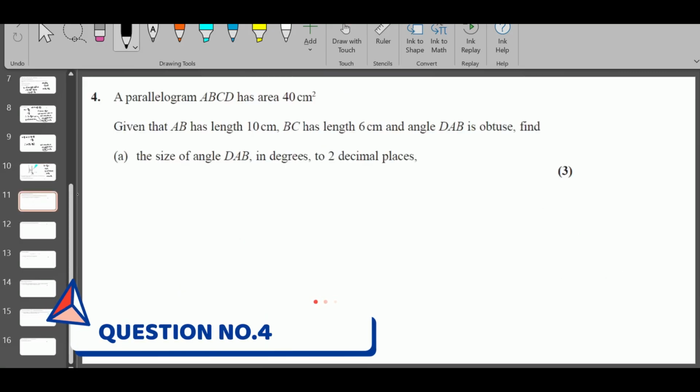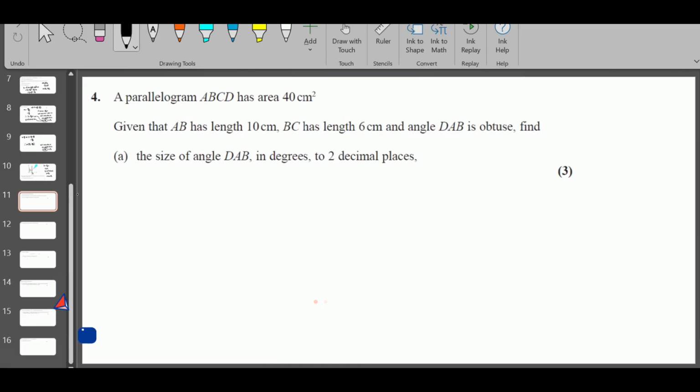Question number 4. ABCD has area of 40 centimeter square. It's a parallelogram, so I'm going to draw a parallelogram.